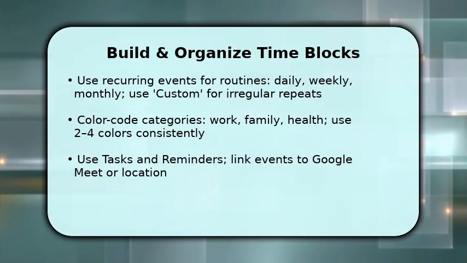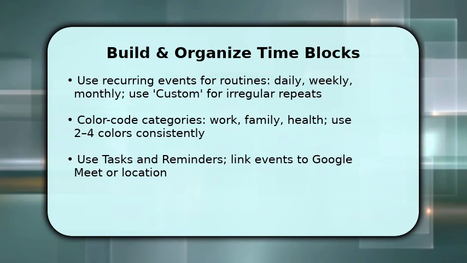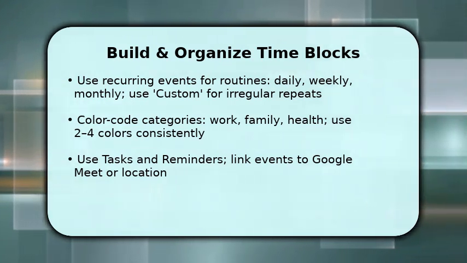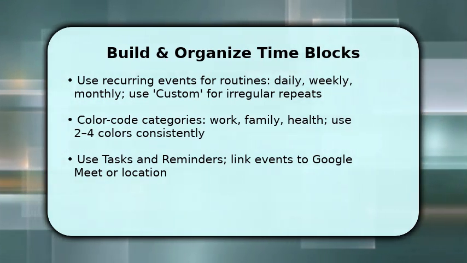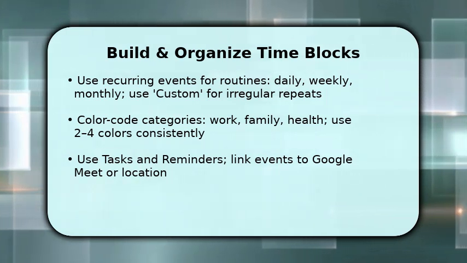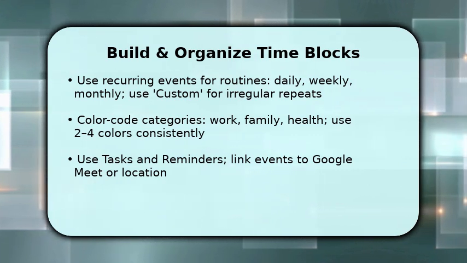Now you organize actual workflow. Create recurring events for routines like weekly planning or monthly bills so you don't recreate them. Once done, color code categories: work, family, health, so visual scanning becomes instant. Keep colors to 2 to 4 main hues.